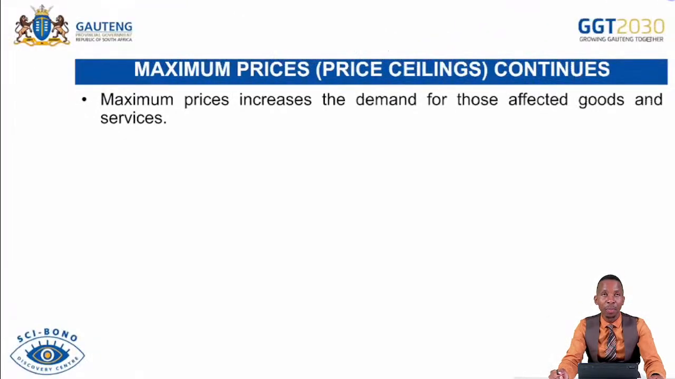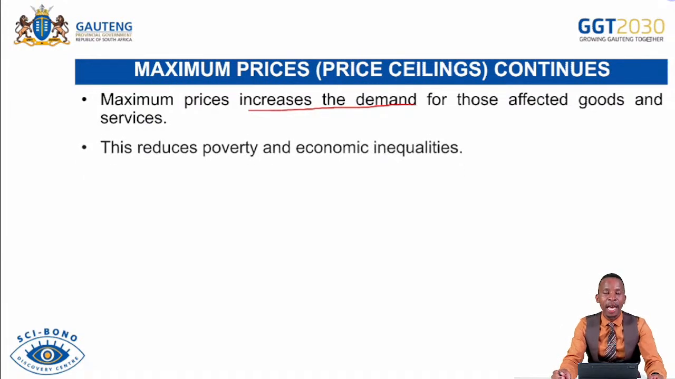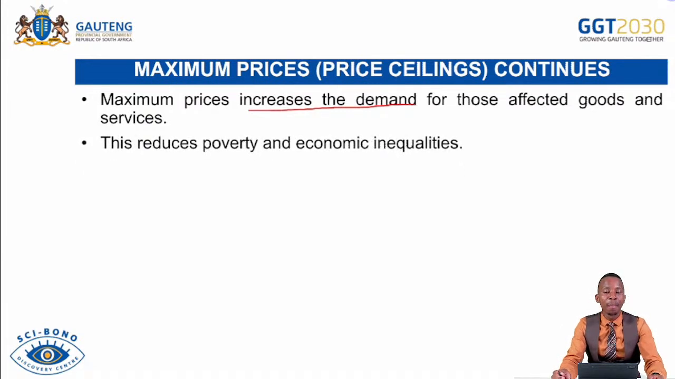So we continue with maximum prices. Maximum prices increase the demand for the goods and services that are affected. So there will be more demand for those goods in the economy because now those goods are more affordable. However, the supply will be declining because producers will find no incentive to supply more of the product if it is selling below the market price, meaning the expected profit will not be achieved by the producer.